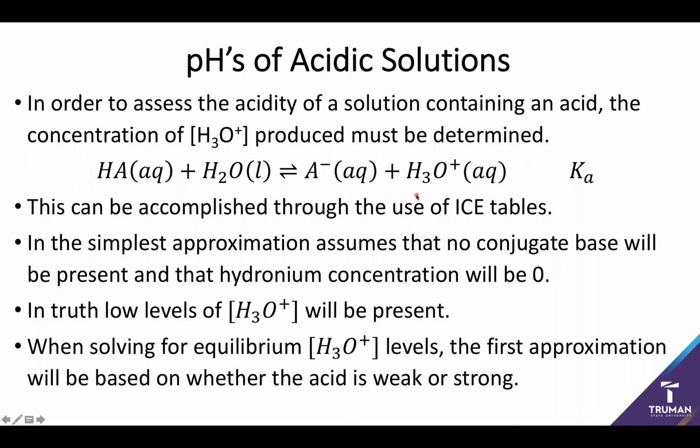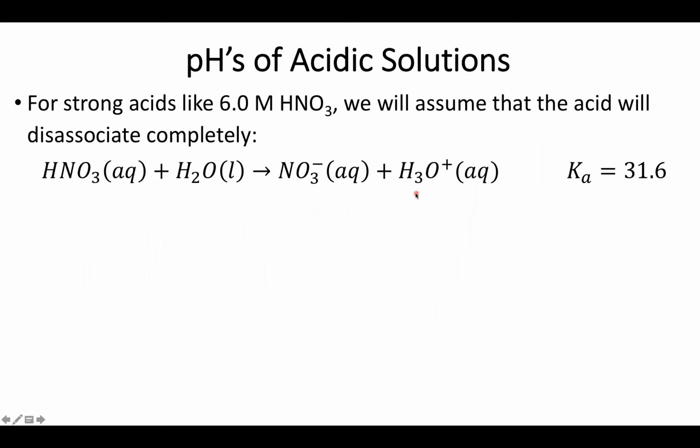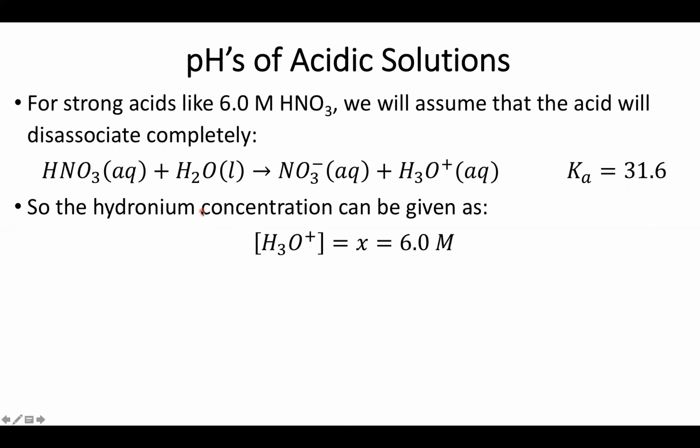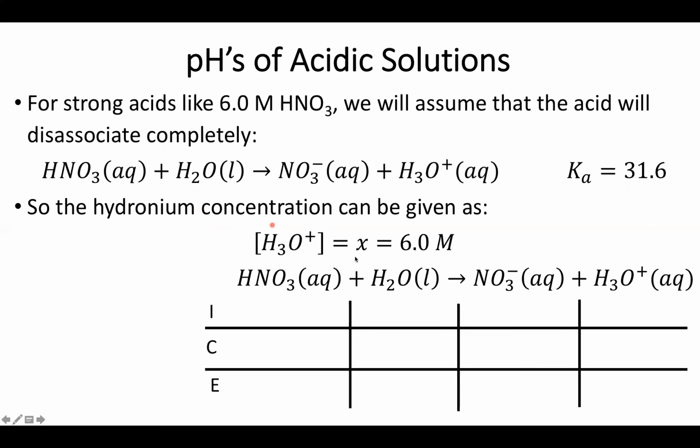The next approximation we're going to end up making is going to be trying to determine whether the acid is going to be weak or strong. So let's go ahead and go with the simpler case. Let's assume I've got a strong acid like nitric acid. So if I'm working with nitric acid, well, that's a pretty big K. So let's go ahead and assume that the reaction goes to completion so that my nitric acid will completely dissociate. So if I've got a one direction reaction, I can then assume that my hydronium concentration is going to be about 6 molar. And we can illustrate this by walking through the ICE table.